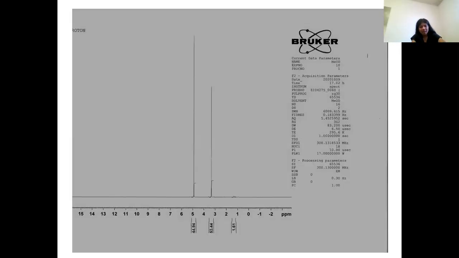Similarly, this is the NMR of a methanol-d4 solvent. As you can see here, it has peaks at 3.3 and 4.9. So if you have a compound which has characteristic peaks in this region, these peaks will always interfere with that. In that case, you have to check the signal in a different solvent. Otherwise, you cannot be sure whether the peak is for your compound or for the solvent.